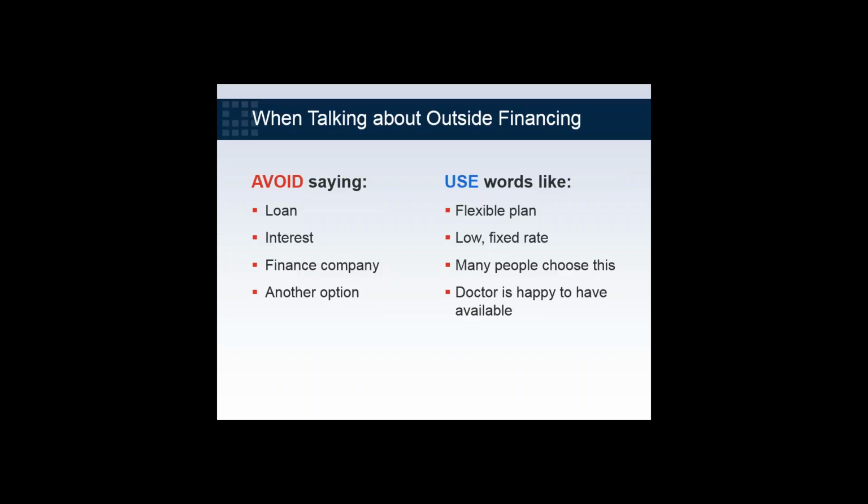Instead of saying we work with a finance company, you could say we have a flexible plan that many of our patients choose. Many people choose this. And instead of saying, oh, we have another option, which sounds like it's the last resort, you can say, oh, we have an option, a flexible plan that our doctor is so happy that we have available for you. It can make a big difference in how we say what we say. I always like to compare this to if somebody loses 5 pounds. We can say, oh, you only lost 5 pounds, or oh, you lost 5 pounds. It's the same 5 pounds, but our tone, our inflection, and the words we're saying can make a big difference in how we feel.